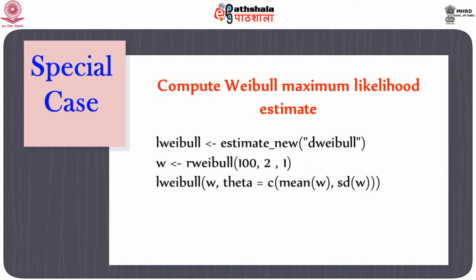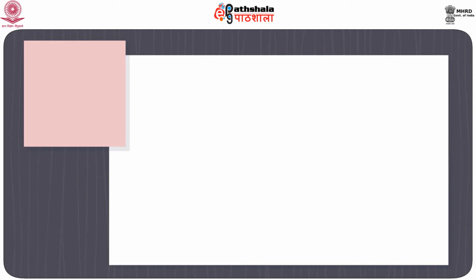Here, just by putting dweibull as the argument of the estimate_new function and using the code as it has been shown here, we will come up with the parameter estimates of the Weibull distribution. The example can be constructed for some other well-known distributions as well, like gamma, log normal and many more distributions. Now let's take up something which is even more interesting. So let's see what happens next.